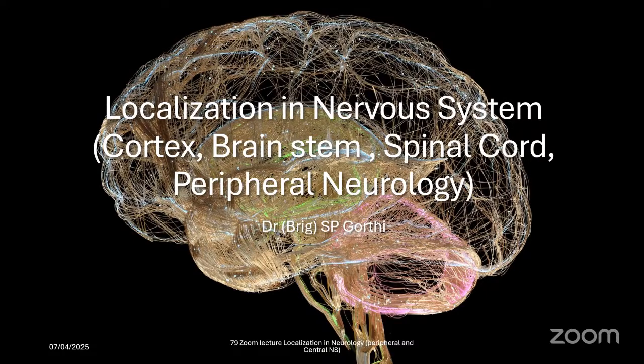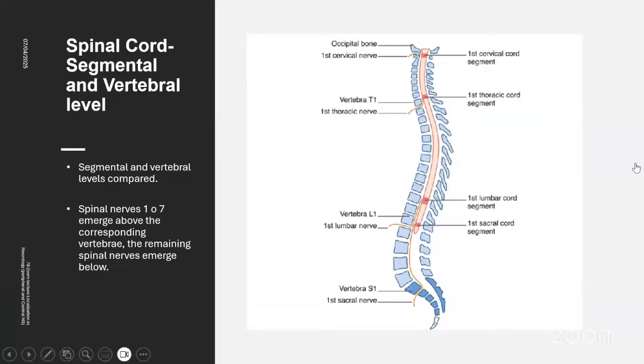Good evening, everybody. Localization in the nervous system is a very broad topic. Though I wrote cortex, brainstem, spinal cord, peripheral neurology, we'll do from the spinal cord downwards today, and we may take another class for the cortex and brainstem. Are you able to hear, all of you? Yes, sir. Okay.